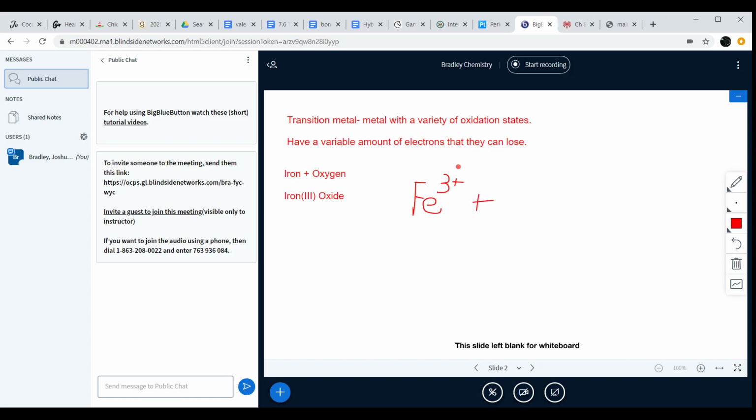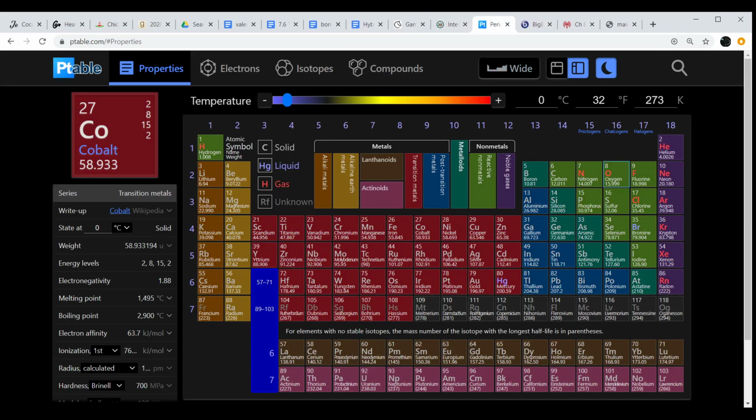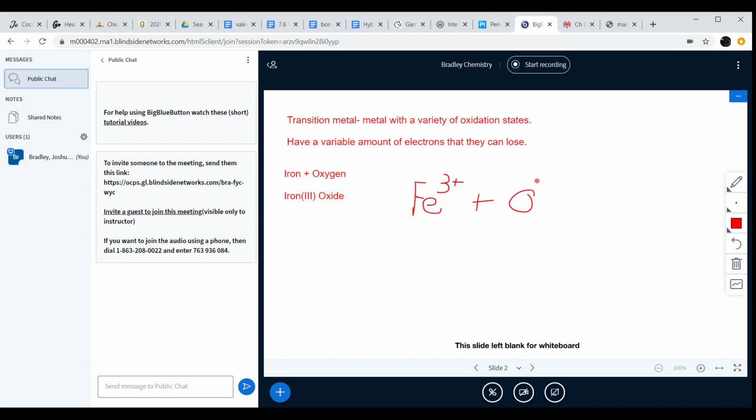And then we'll go ahead and add that to oxygen, and we can take a look. Oxygen here is in the 6th row, so that's going to be 2-. Therefore, this compound here, when we figure out the formula, is going to be Fe2O3, because the 3 that was on iron got moved over to the oxygen. Okay? And that's all that it really is. It's really just saying, hey, this Roman numeral right here is going to be the oxidation state for that particular metal.